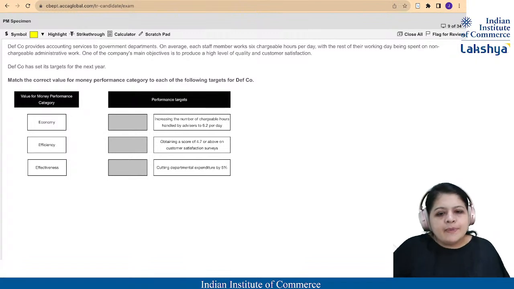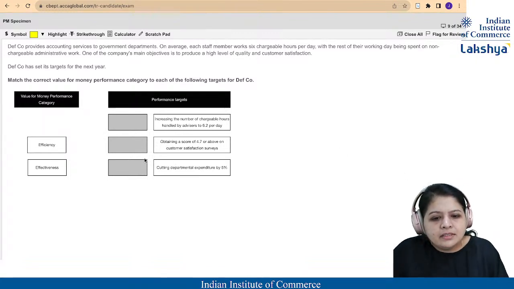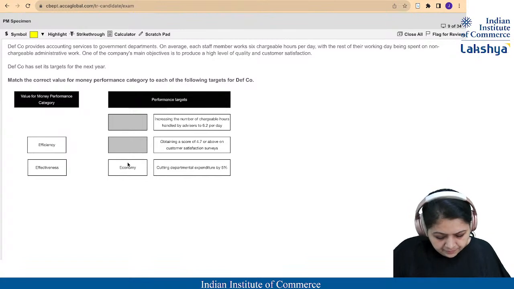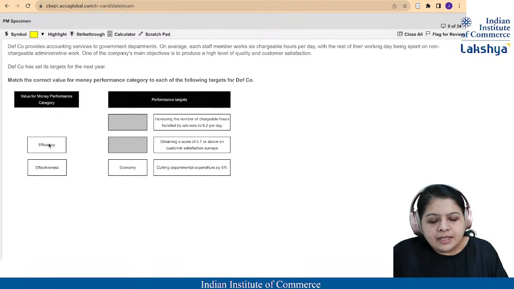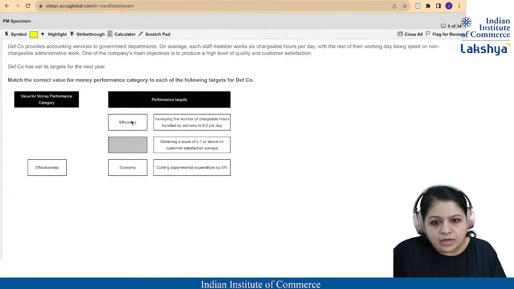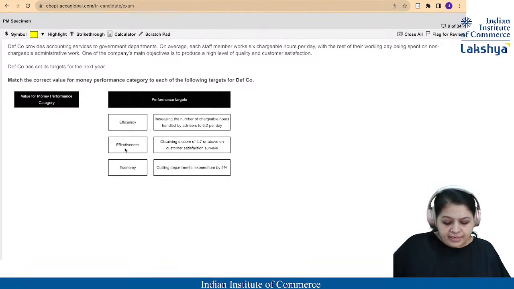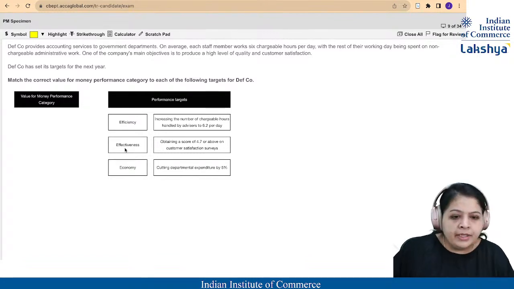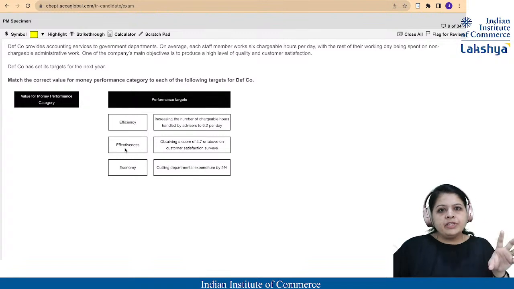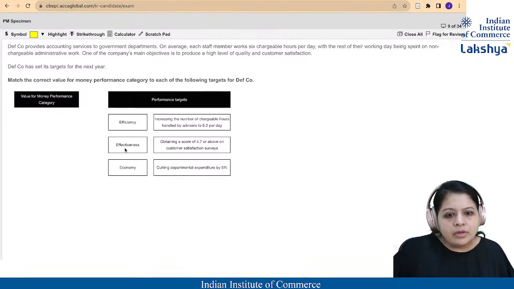So when it comes to expenditure, we definitely know that it is economy, right? When we talk about the rate of work handled, that is the efficiency of the staff members that we are looking at. And finally, when we talk about the customer service, it is the effectiveness of the product that the company is providing, right? So this is how we shift it into different kinds of targets. Let's go to the next one.